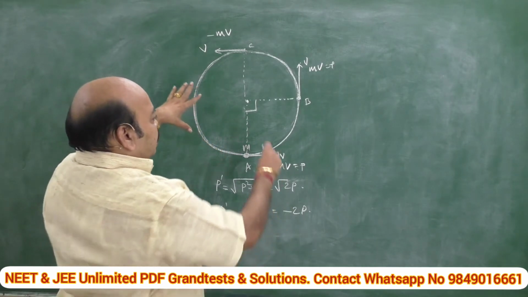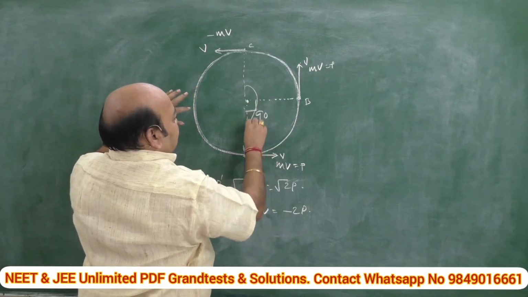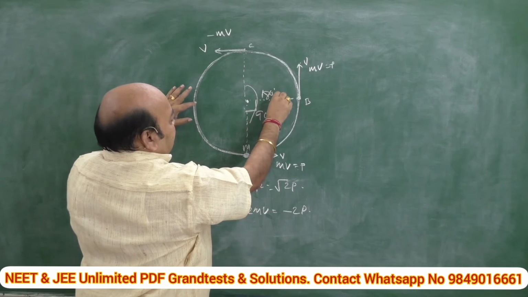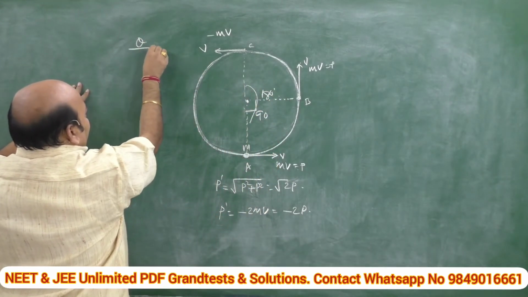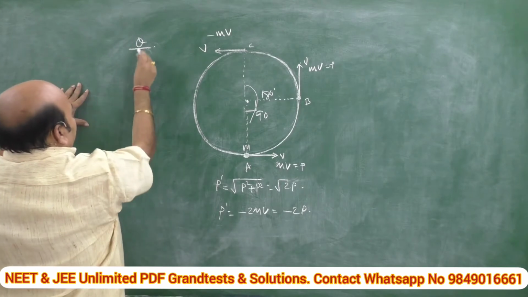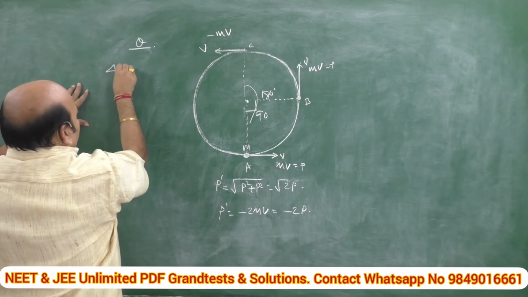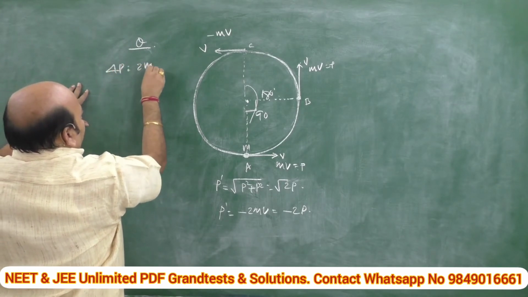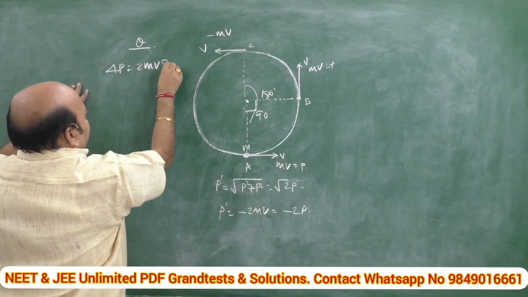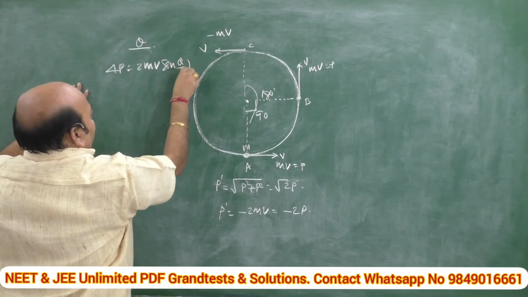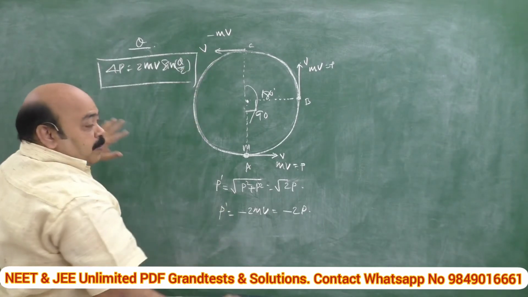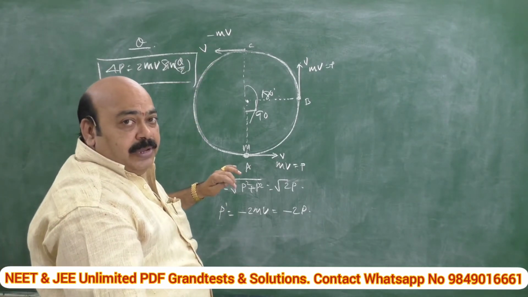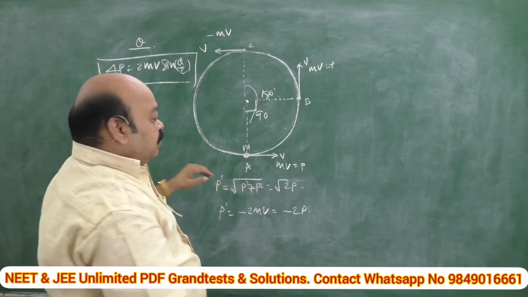This is generalized by, for example, here it is 90 degrees, in the second case it is 180. Other than these two, for any value of theta, we can consider the change in momentum as 2mv sin theta by 2. It's very useful while doing problems in JEE Mains as well as in NEET examinations.